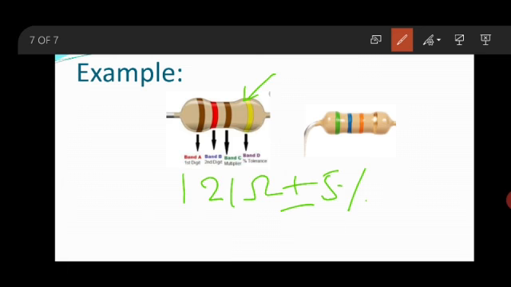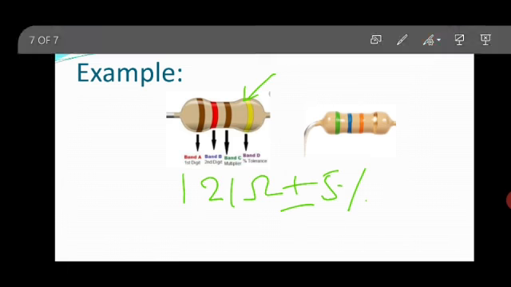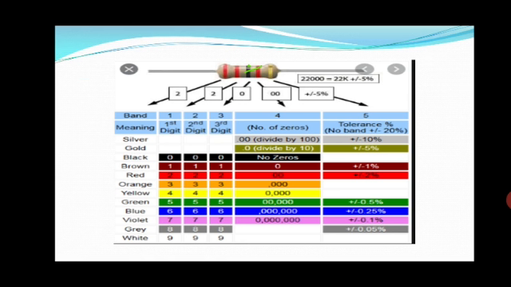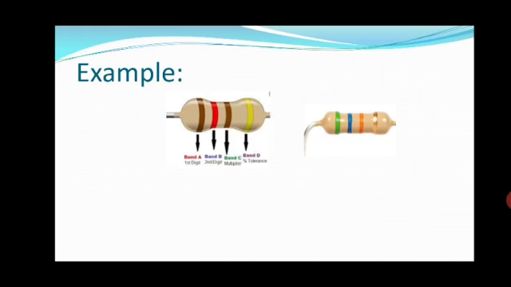Then the next resistance. How many colors are there? The 4 colors will be available: green, blue, and orange. What is the value of green? It is 5. What is the value of blue? 6. So the second digit is 6. Next is orange. What is the value of orange? 3. So 5, 6, 3.